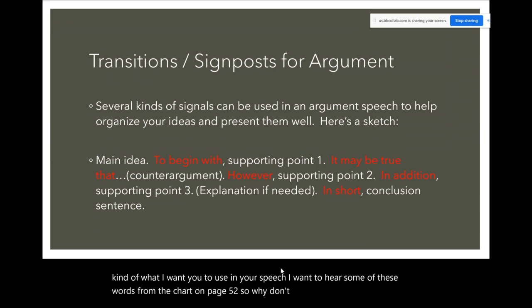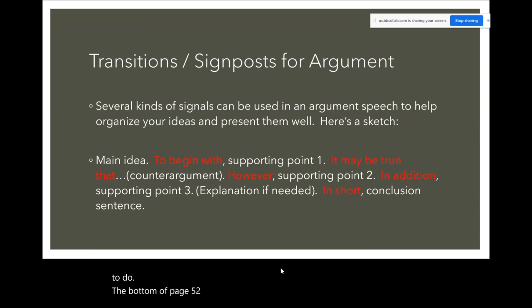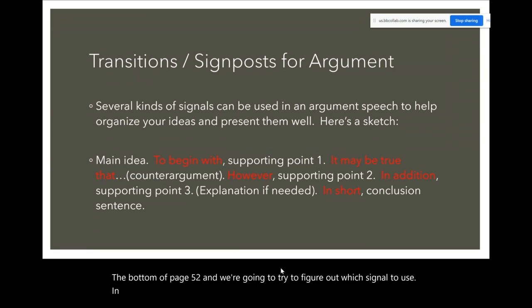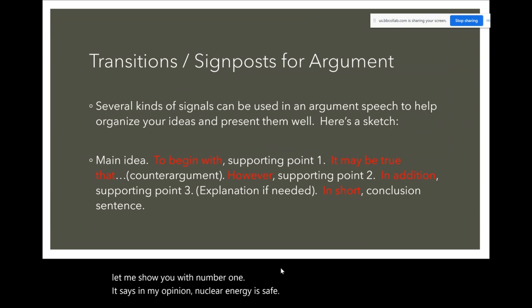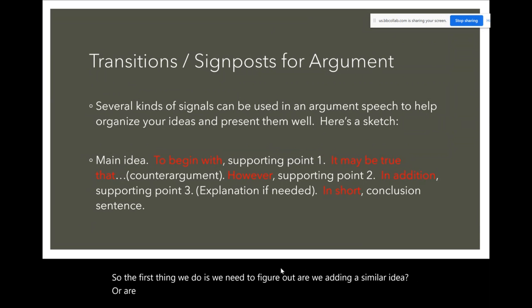So why don't we do this together? I want us to do the bottom of page 52, and we're going to try to figure out which signal to use in the sentences. We have to look at the relationship between the ideas. So let me show you with number one. It says, in my opinion, nuclear energy is safe. Then we have a choice of although or also, and then the rest of the sentence: it's cheap and clean. The first thing we need to figure out is, are we adding a similar idea, or are we contrasting and showing something different?